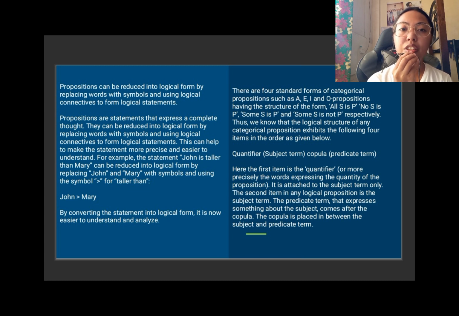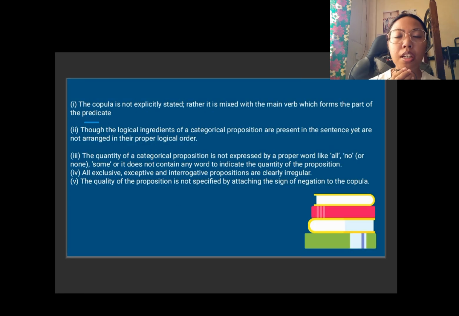Even so, categorical propositions can be formed into a regular form. It should always be noted that an irregular categorical proposition has the following factors. First, the copula is not explicitly stated. Rather, it is mixed with the main verb, which forms part of the predicate.